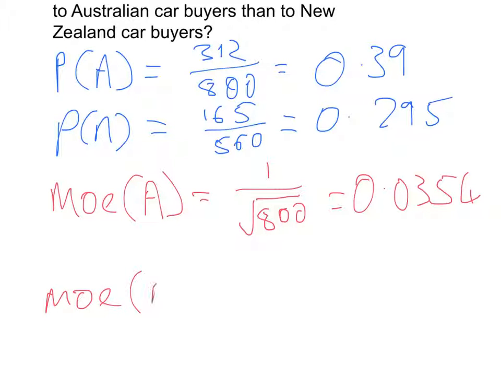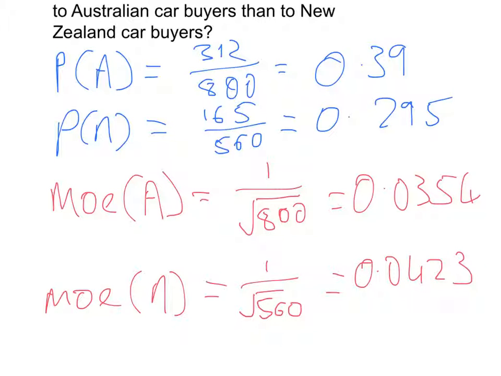The margin of error for New Zealand is 1 divided by the square root of 560, and that equals 0.0423. Now we can see from it straight away that it's not going to be an issue. However, we'll continue on with providing the evidence, because that's what we're doing here. The answer's not really as important as the evidence as to why it's the answer.